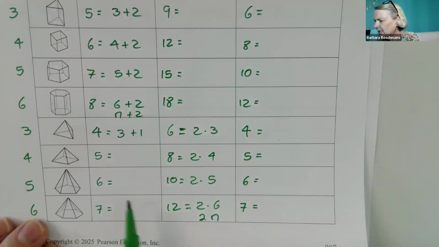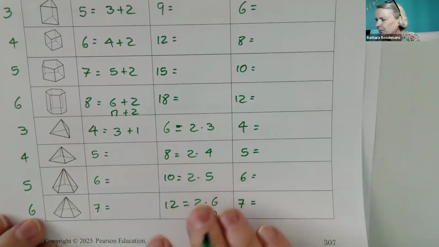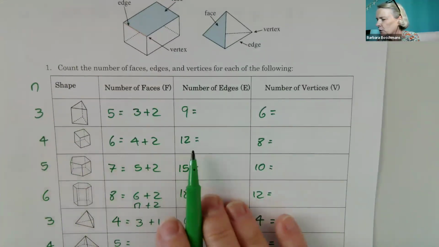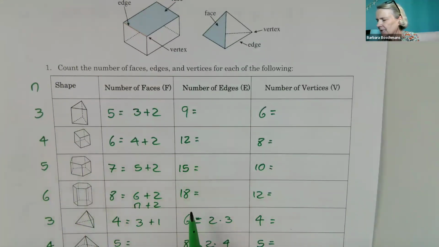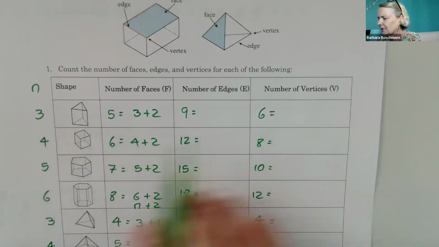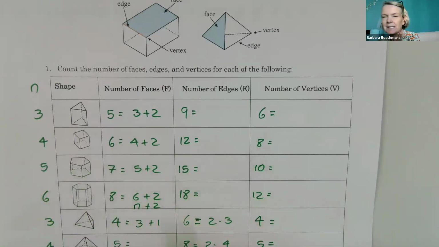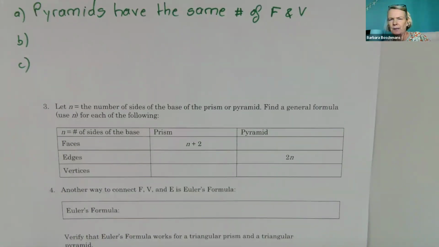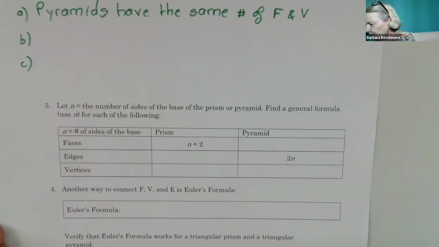And then the number of faces, number of vertices is going to be the same. Hopefully you see a pattern between 3 and 9, 4 and 12, 5 and 15, 6 and 18, and a pattern between 3 and 6, 4 and 8, 5 and 10, 6 and 12. So you're looking for patterns to fill out this table.